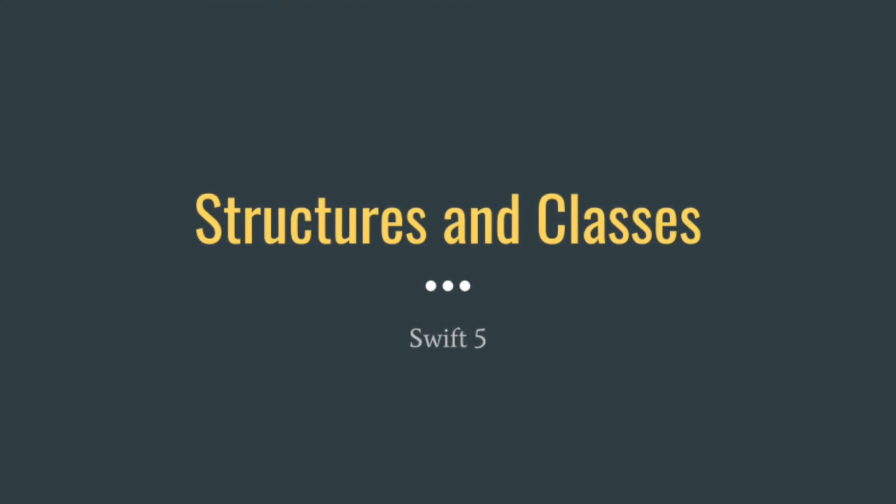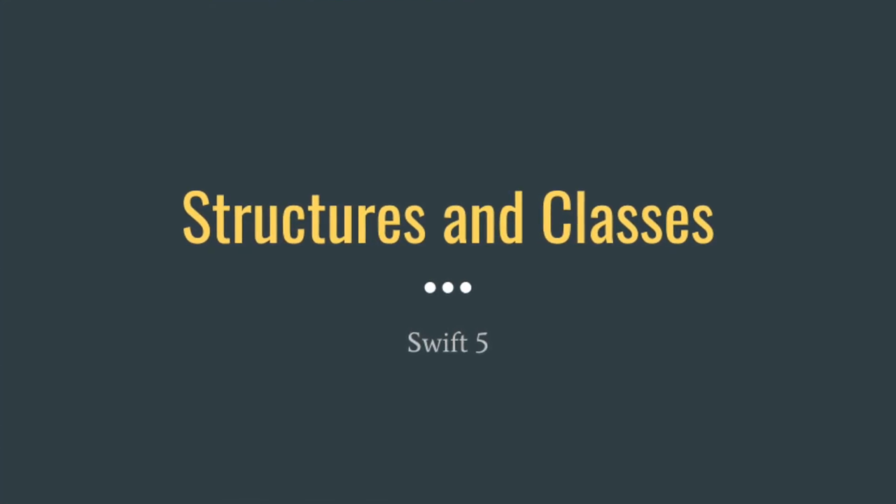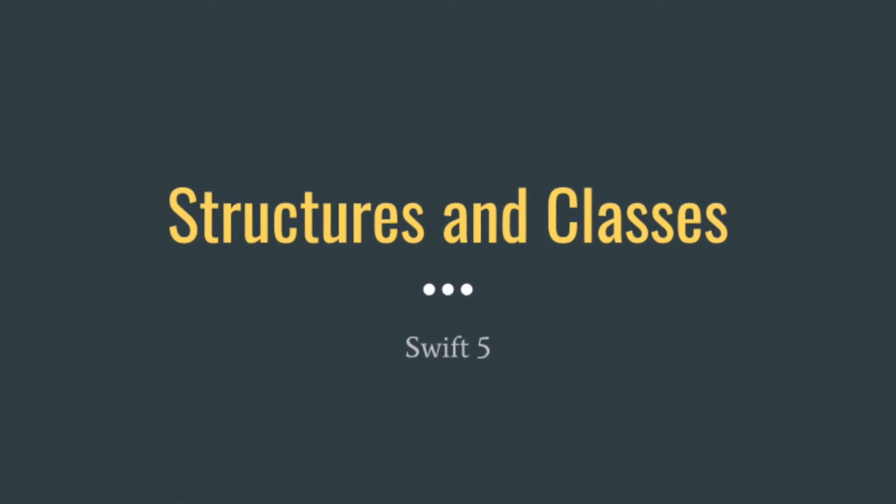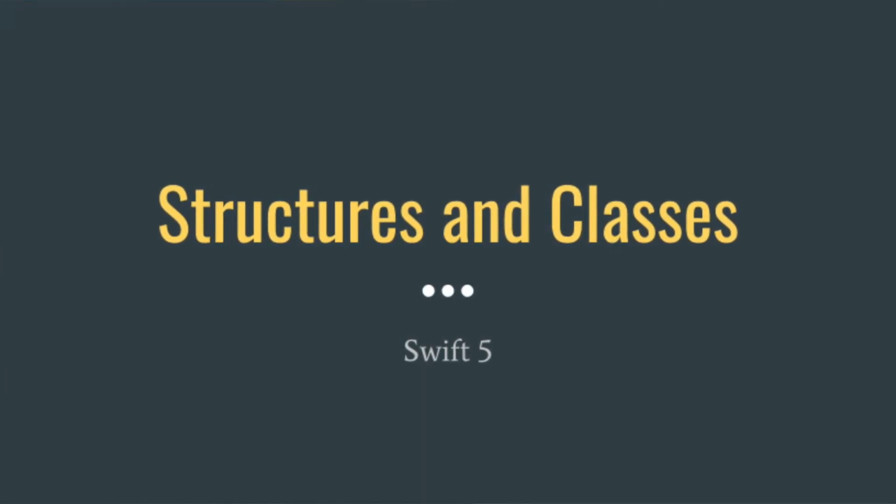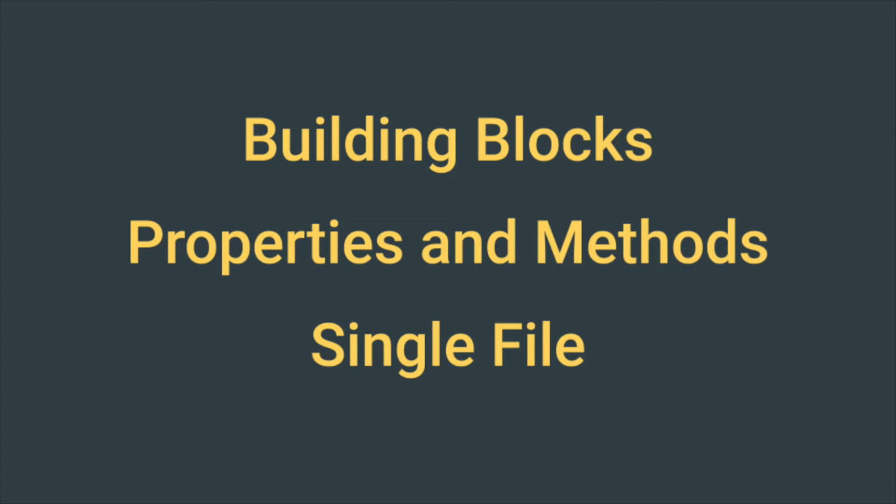In this video, we are going to check about structures and classes in Swift programming language. Structures and classes are the building blocks of your programming code. You define properties and methods to add functionality to your structures and classes. In Swift, you define structure and class in a single file, and the external interface to the class or structure is automatically made available for other code to use.